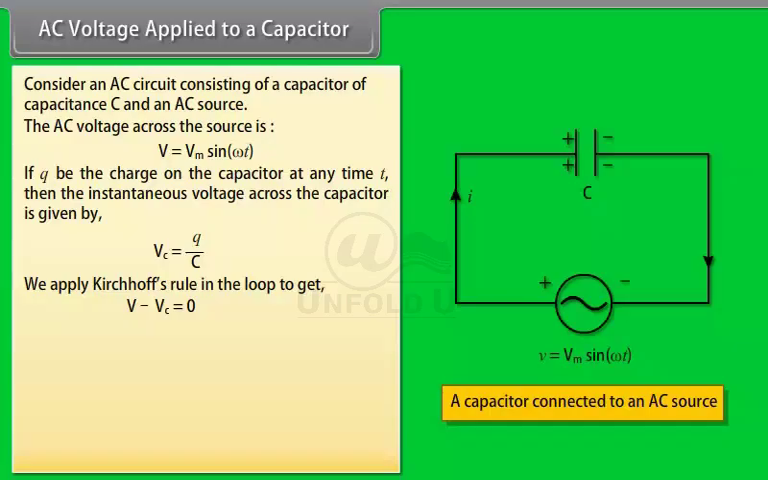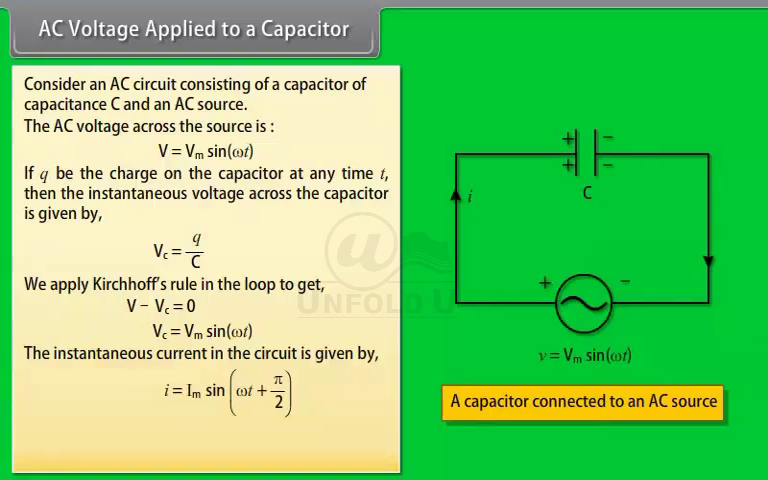We apply Kirchhoff's rule in the loop to get V minus Vc is equal to 0. Now we put the value in the above equation. Vc is equal to Vm sin omega t. The instantaneous current in the circuit is given by Im sin(omega t plus pi by 2), where Im is equal to omega C Vm is the amplitude of the oscillating current.